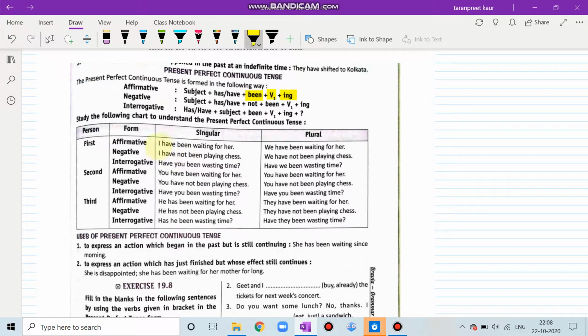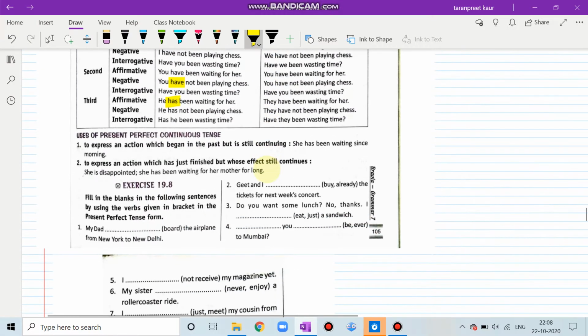Let us take one example here. Like if I say, I have been waiting for her. You have been waiting for her. He has been waiting for her. Now here, it is very clear that again with I am taking up have. You have, but he has. And similarly, when we want to convert it to negative, it becomes subject, has or have, and not along with that. Rest of the rule remains the same.